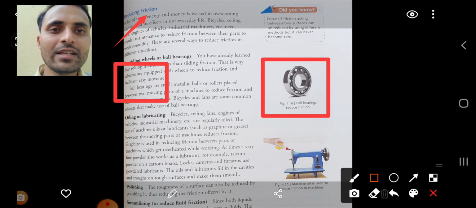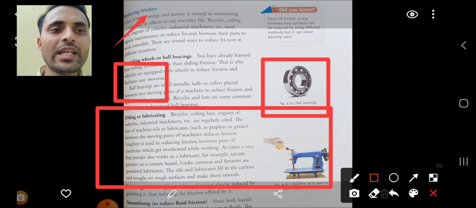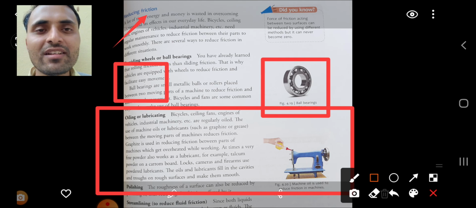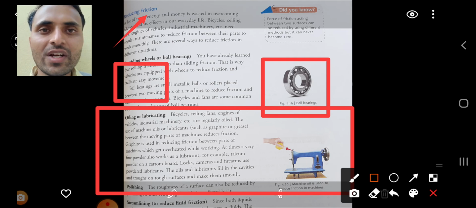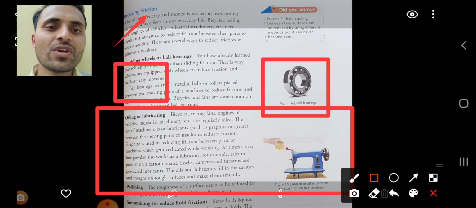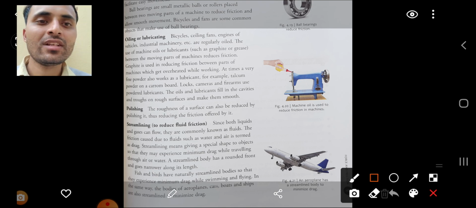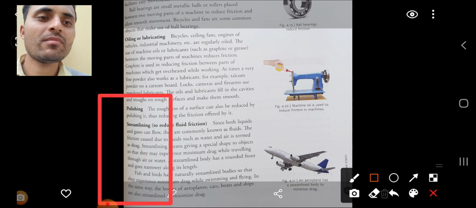Then the next method is oiling or lubrication. If there are moving parts and there is a joint between them, then at that joint you have to put some oil or lubricate that part in order to reduce the friction. Then polishing will also reduce the friction. And last is the very important point, streamlining.